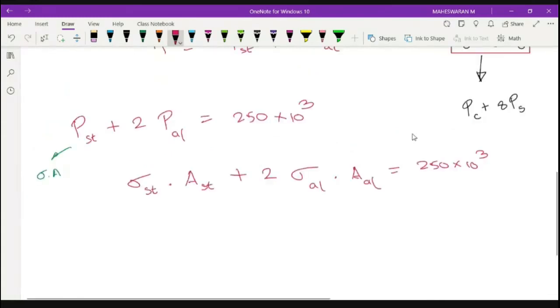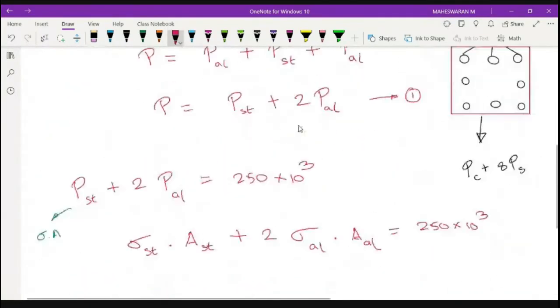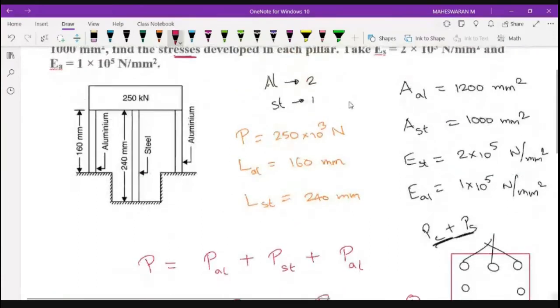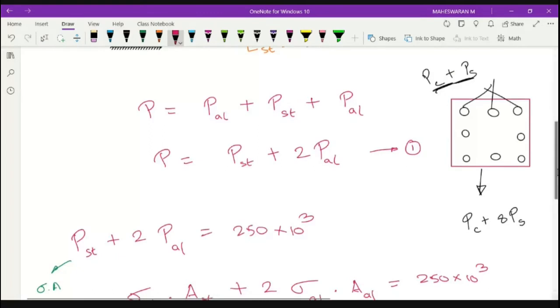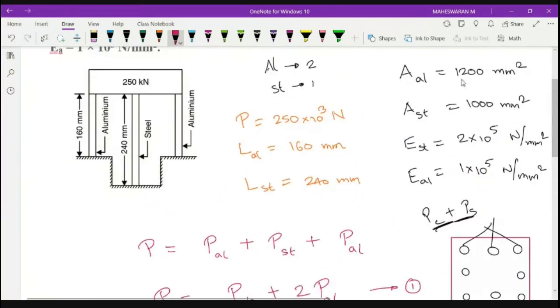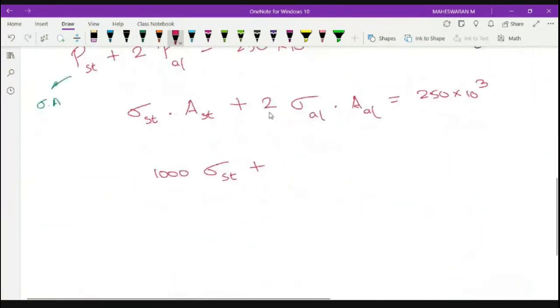So you know the area values. Area for steel is 1000 and area for aluminum is 1200. Let me substitute it. So 1000 into stress in steel plus 1200, this is 1200, right? So 1200 into 2, it is 2400 into stress in aluminum is equal to 250 into 10 power 3. Let me consider this as equation 1.